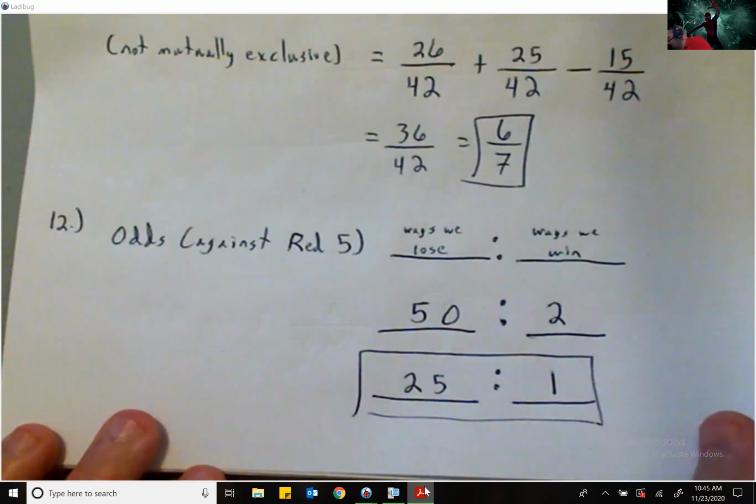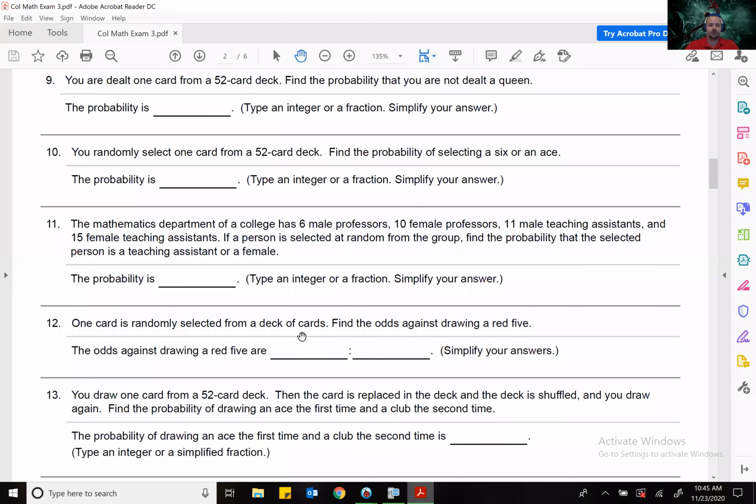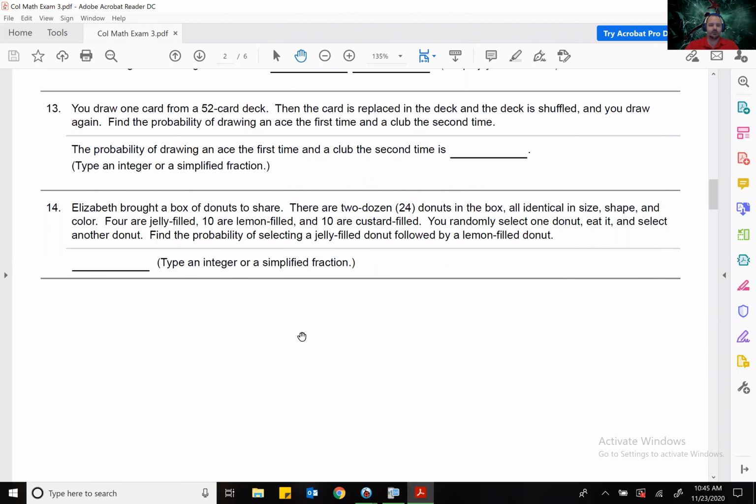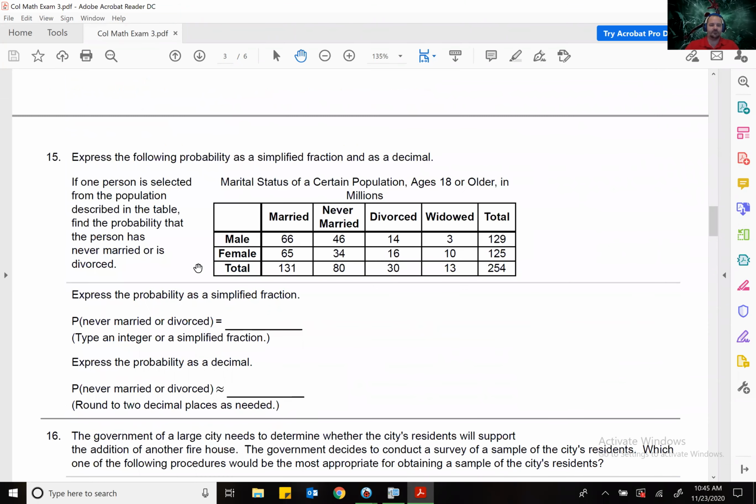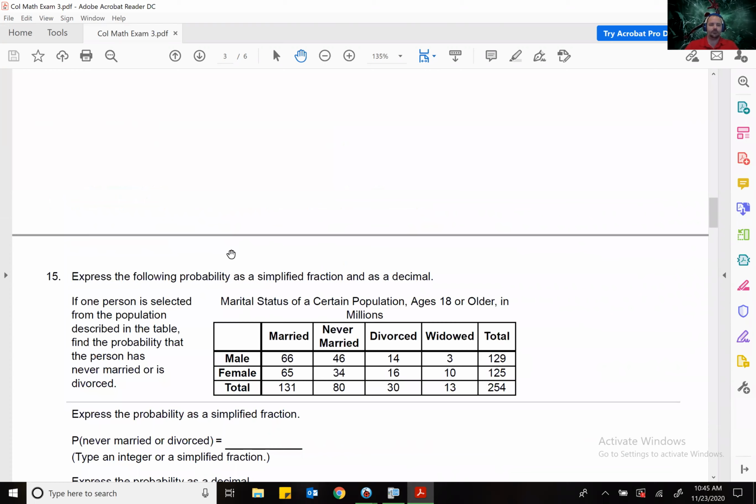All right, so there's number 12. Number 13. We're getting there. Almost done. Promise you. Almost done with the probability. I think after 13. Nope. After 15, we are done with probability.